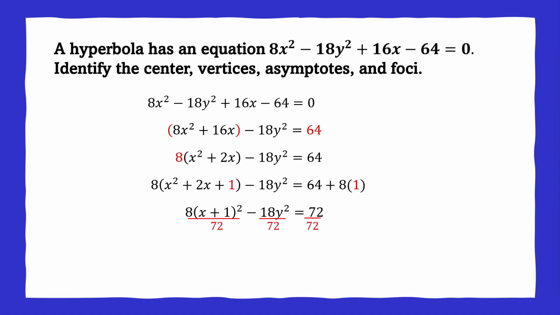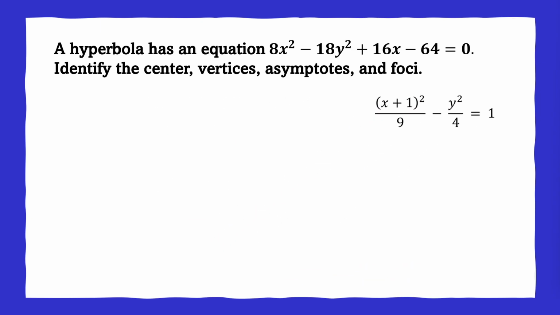Now we divide everything by 72 to get the standard form. Simplifying the fractions, we get (x plus 1) squared over 9 minus y squared over 4 equals 1. This is a standard form of a hyperbola that opens horizontally because the x term comes first.